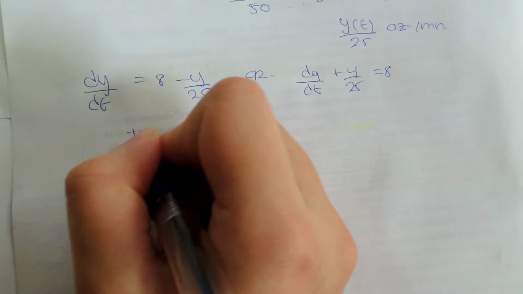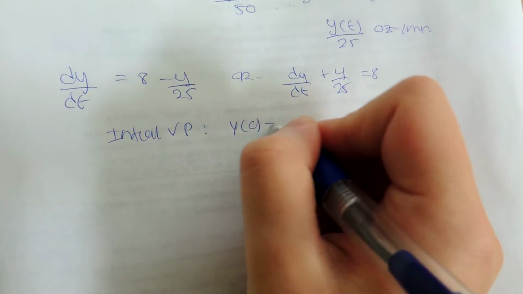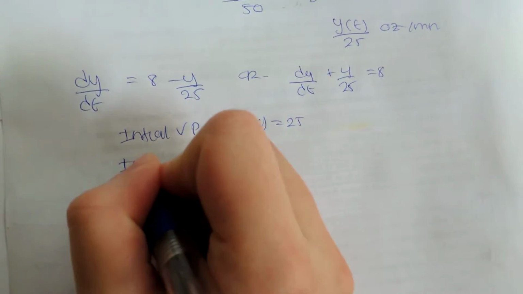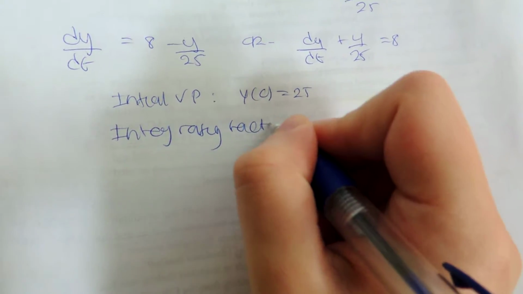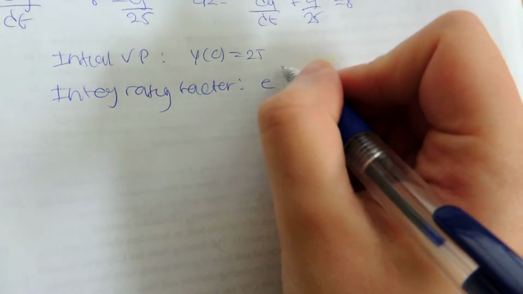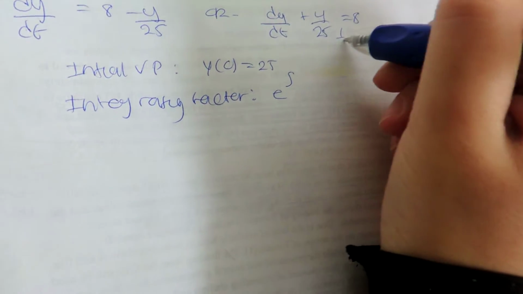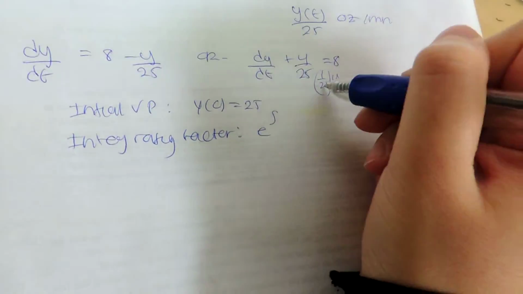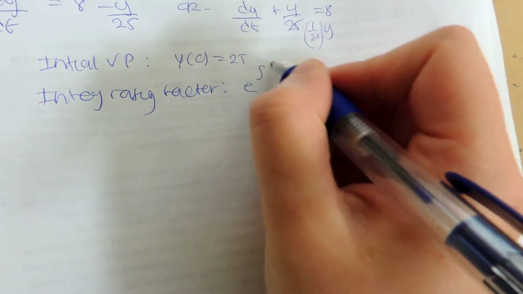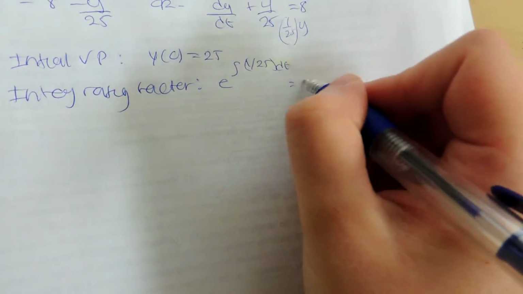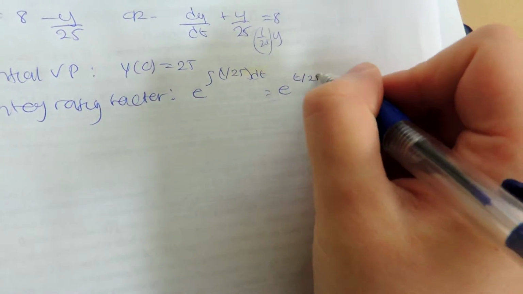So the initial value problem gives us that y of 0 equals 25. We know that the integrating factor is e to the integral of 1 over 25 dt, because the coefficient of y is 1 over 25. When integrating it, it's e to the power of t divided by 25.